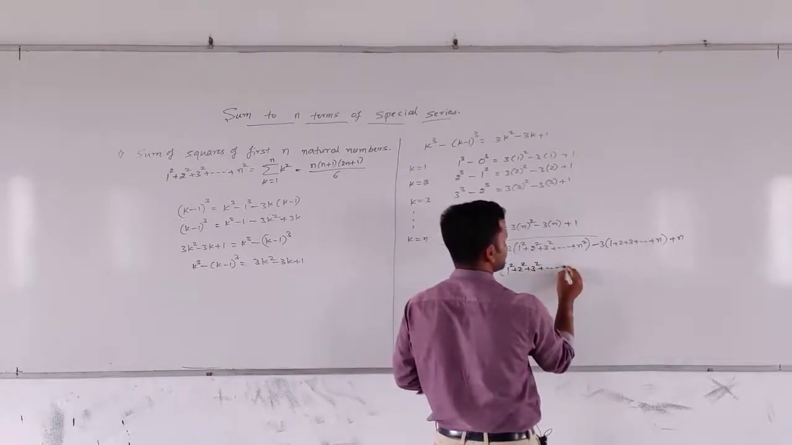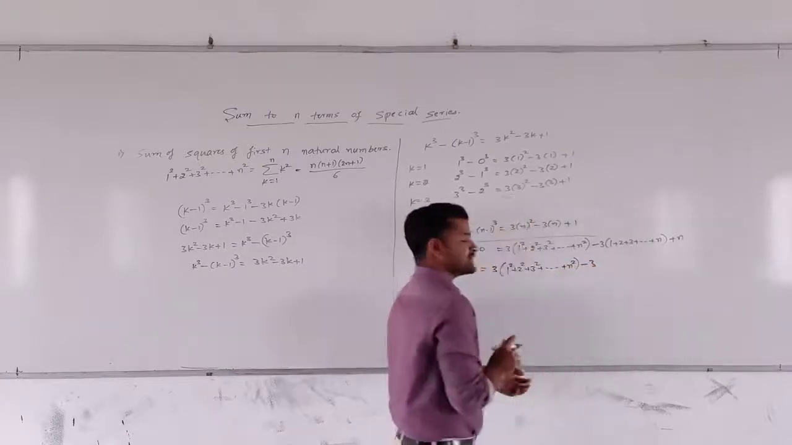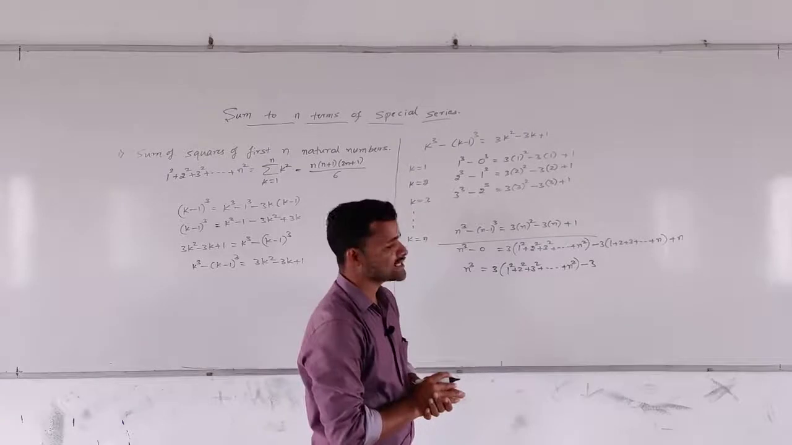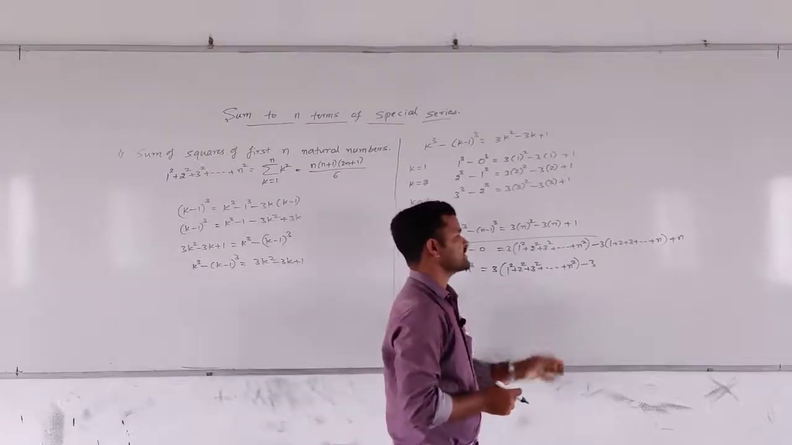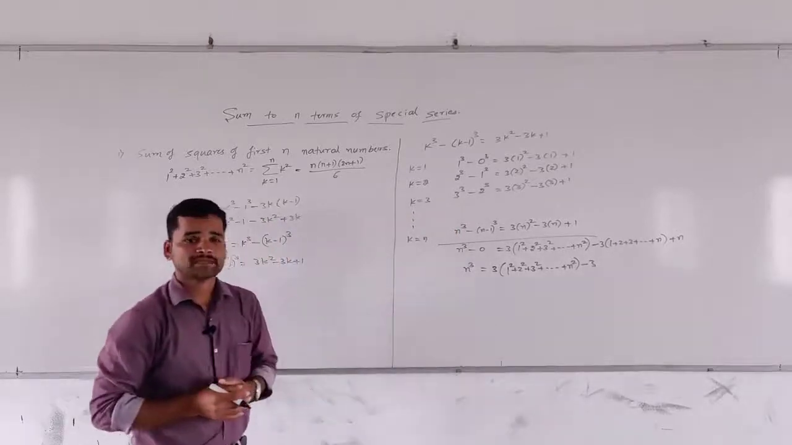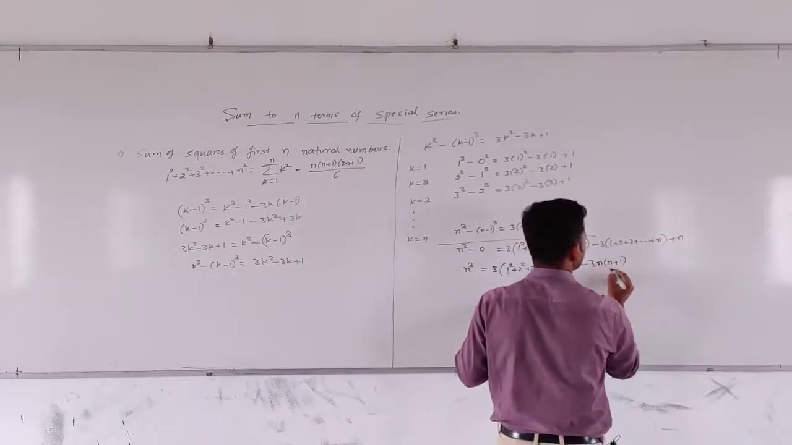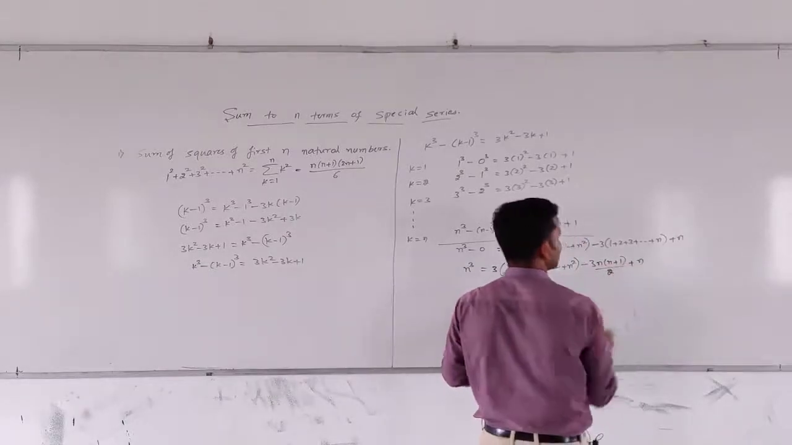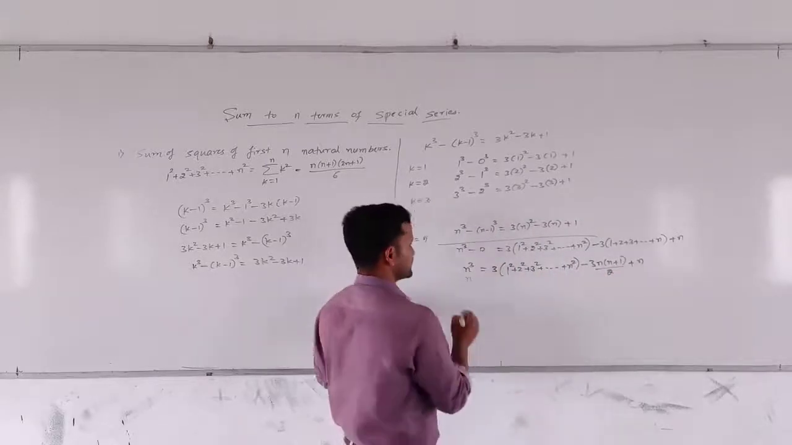This sum only we are calculating, keep this as it is, minus 3 into this one, you see 1 plus 2 plus 3 up to n. This is the sum of first n natural numbers. The sum of first n natural numbers is equal to the formula we have already studied, that is n into n plus 1 by 2, plus n as it is. We want this sum, take this to the left side.